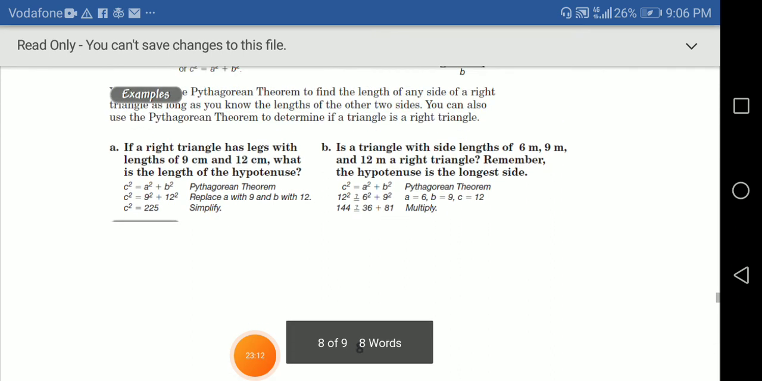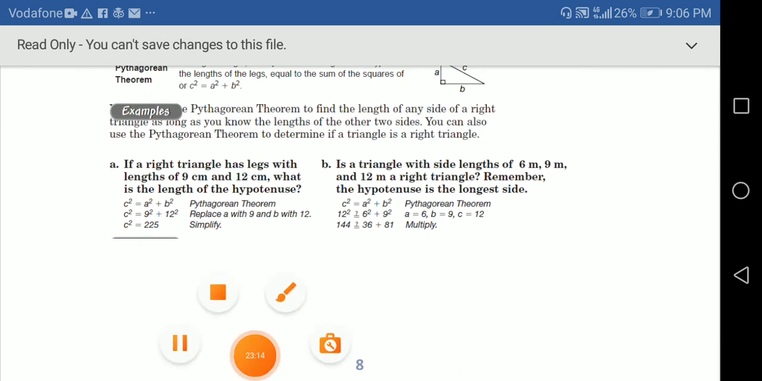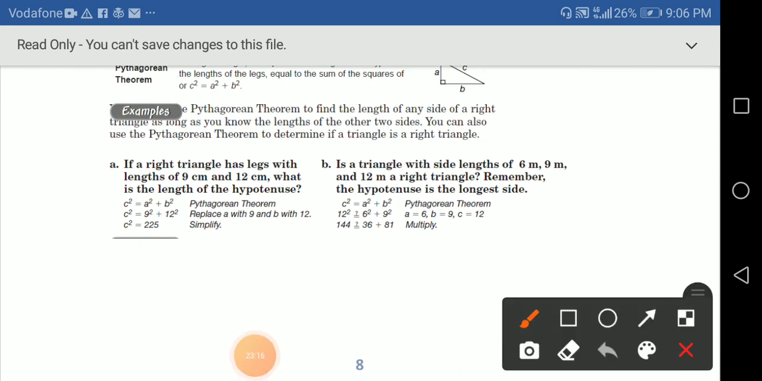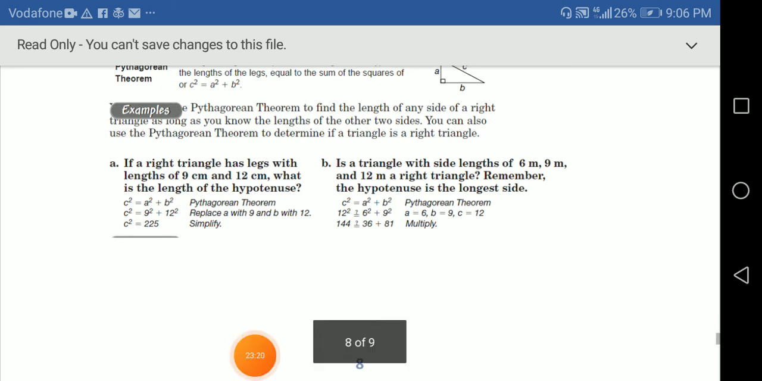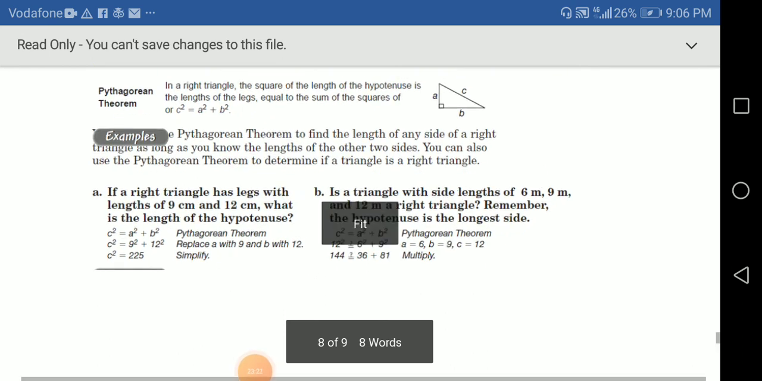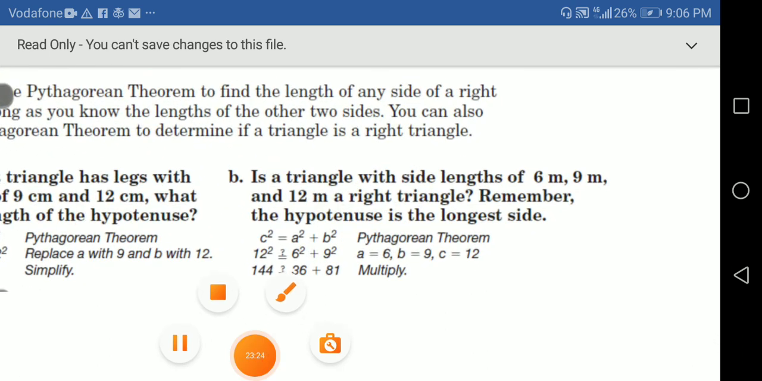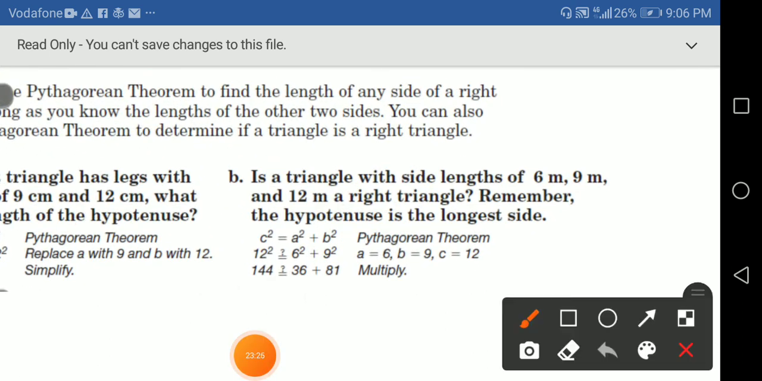Okay, so I have another one. He asks me the same question here. Is the triangle with side lengths of 6, 9, 12 a right angle triangle or not? How can I know that? By using the Pythagorean theorem. You can apply the Pythagorean theorem here and see if it holds or not. If it holds, it's a right triangle.